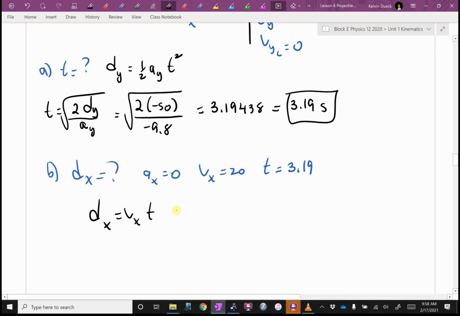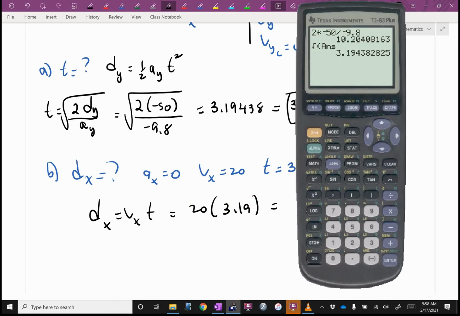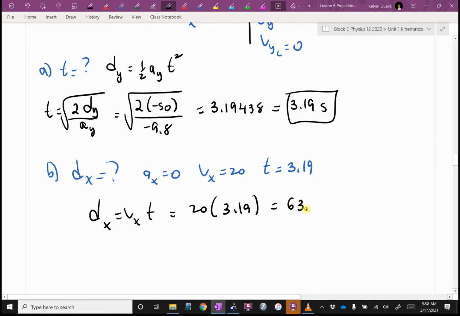What was VX? What was VX? 20? Time? I'll write 3.19, but I'll use my answer button. meters from the base of the cliff. That's the range.